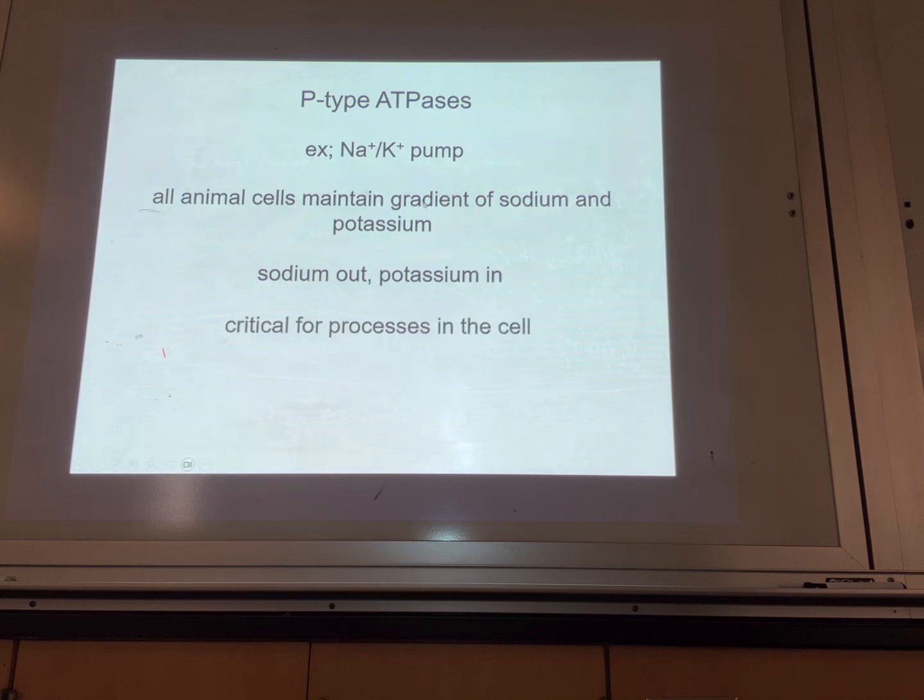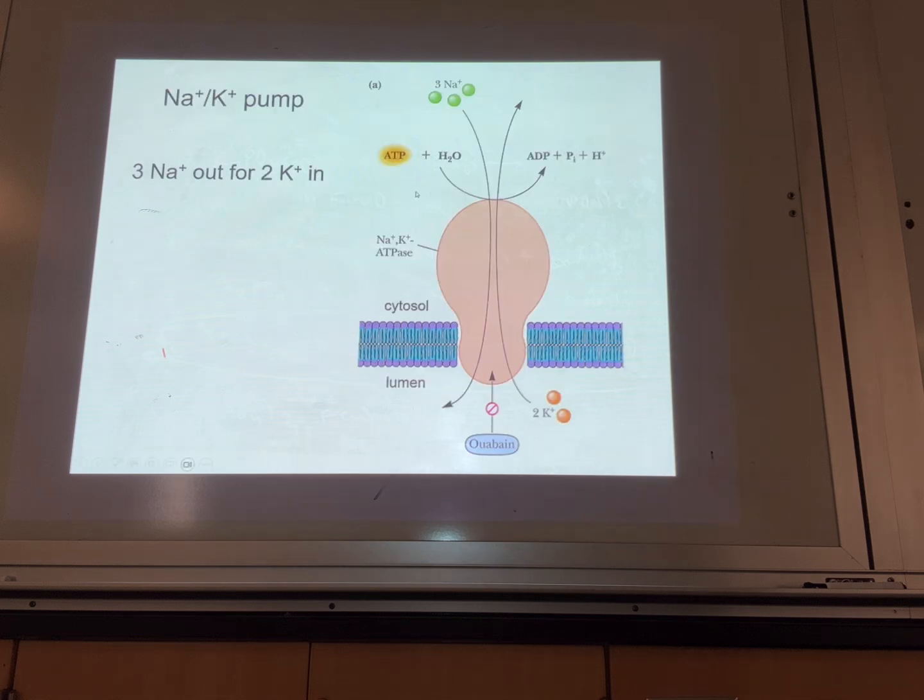It's really critical that we form these gradients because we need them to allow the cell to be able to do what it needs to do. So it's really important. We'll see later on when we look at the sodium symporters, they utilize the gradient generated by the P-type ATPases. If you go and learn about action potentials, which we're not going to cover in here, action potentials also rely upon this same gradient.